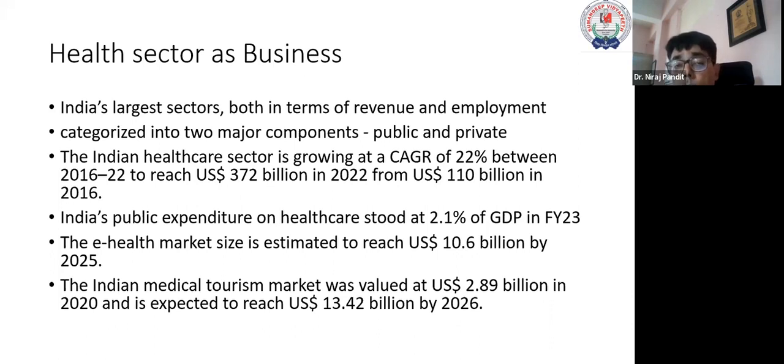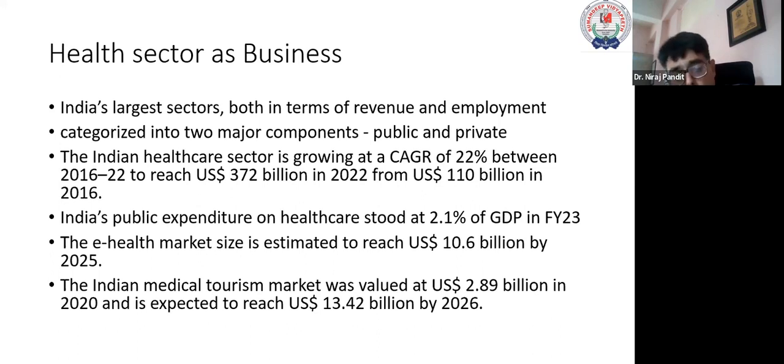Which are the preventive services people like to use? They are vaccination, family planning instruments for couples, and antenatal care. There are various places where the government is playing a very important role in providing services. The Indian healthcare sector is growing at a CAGR, compound annual growth rate, of 22% between 2016 and 2022, to reach 372 billion US dollars in 2022 from 110 billion US dollars in 2016. See how fast it is growing.